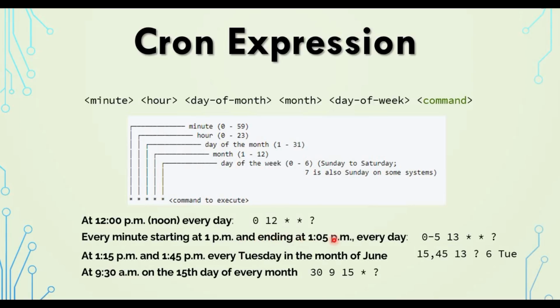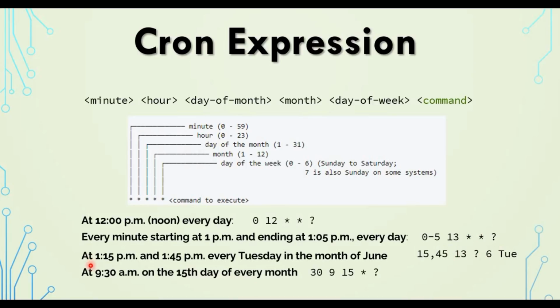and ending at 1:05 every day. If you want to run like that, you have to use this kind of cron job. So if you want to run every minute, so it should be like 11, 12, 13, 14, 15, right? So it should be 0-5. So it should run every 1 minute for till 5 minutes. Then it should be at 1 p.m. That means it's 13, and then it should be star star star. Okay, so that's what it says, like every day it should be running.